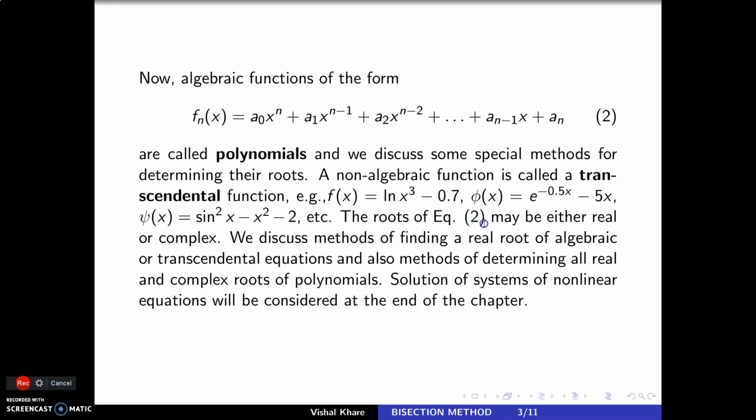The roots of equation 2 may be either real or complex. We discuss method of finding real roots of algebraic or transcendental equation, and also methods of determining all real and complex roots of polynomials. Solution of system of nonlinear equations will be considered at the end of the chapter.